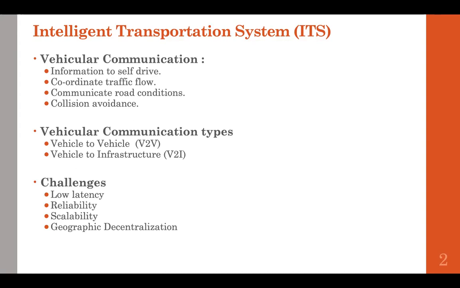ITS has unique challenges: low latency, because the messages have latency on the order of tens of milliseconds, reliability, scalability, and geographic decentralization. What that means is there is a high possibility that you cannot guarantee a vehicle is always connected to a wide area network. There might be zones where, even though the network is good, the vehicle cannot communicate because it is overshadowed by buildings around it. So we need an architecture which doesn't let this happen.